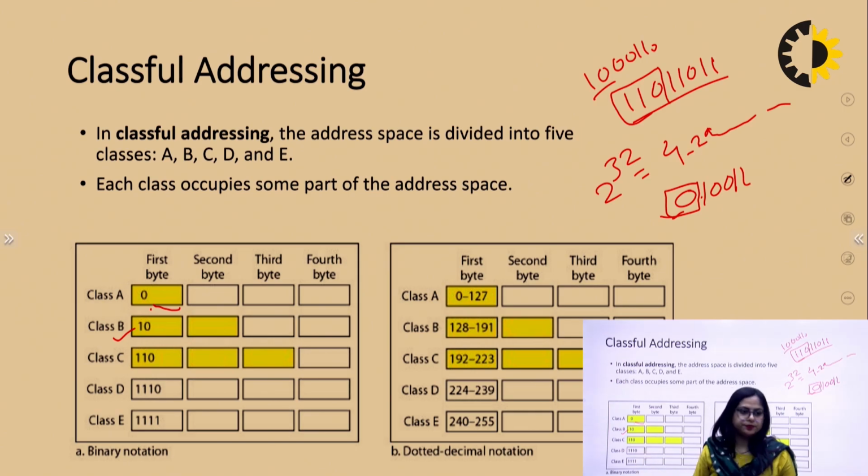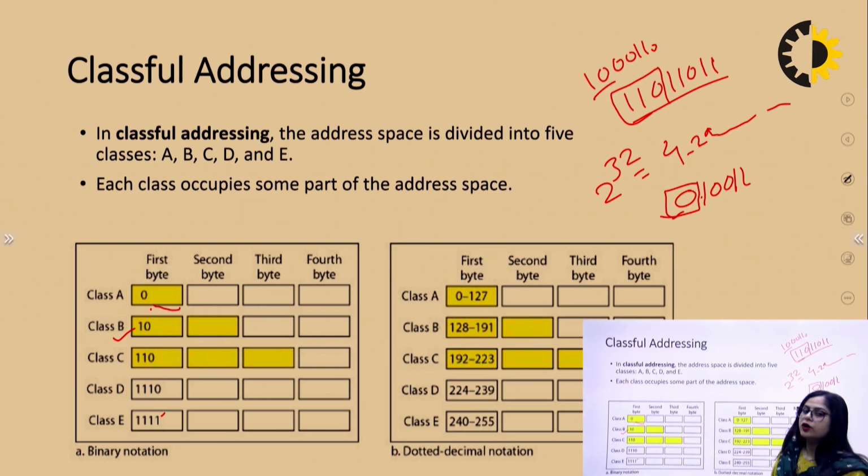After that, class D. If the bits start with 1110, that is 4 bits reserved for class D, and 1111 is reserved for class E. If the IP address starts with 1110, that IP address belongs to class D, and if all 4 bits are 1, then that address belongs to class E. Similarly, here for the decimal notation, we can see class A, class B, class C, class D and class E.